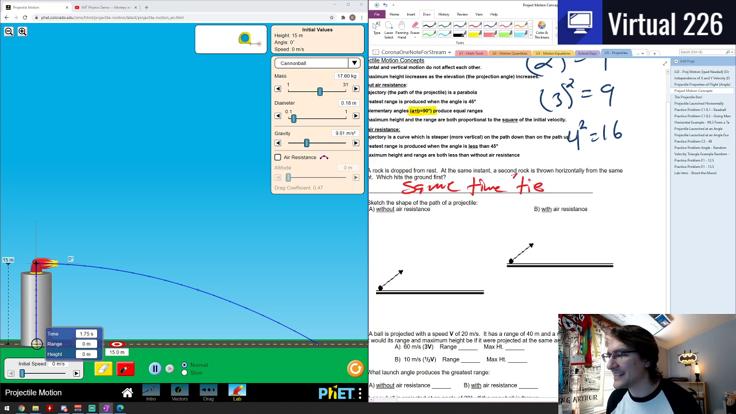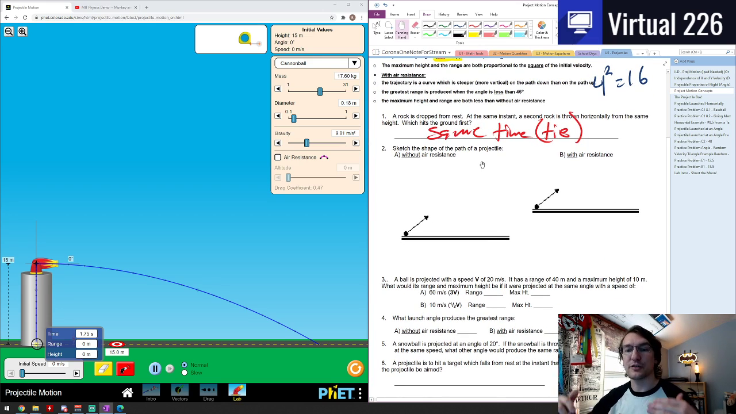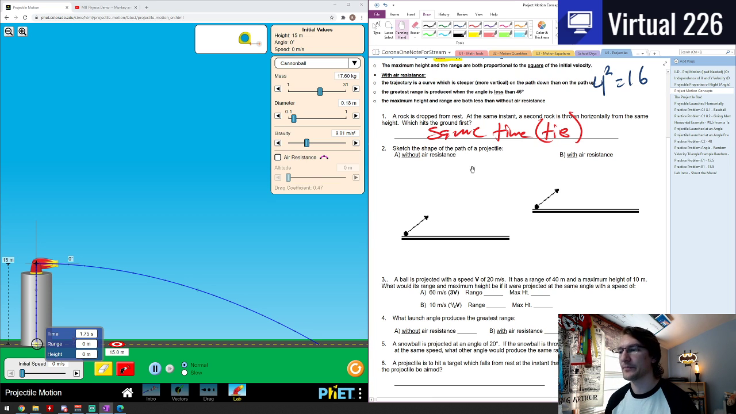It's a tie. The x and y velocities are independent. Since the y velocity starts as 0 for both of them, they fall in the same way due to gravity. So that's kind of a cool thing.